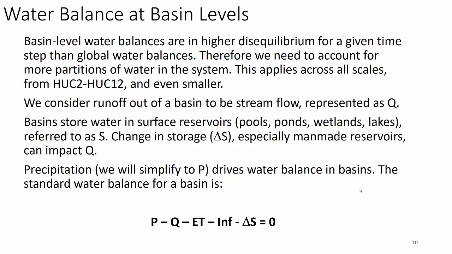Precipitation, which we've been calling PT, we'll just simplify to P from now on, drives water balance in these basins. So the standard water balance for a basin equals precipitation minus stream flow out, which is also runoff, minus evapotranspiration, which is ET plus transpiration, minus infiltration into the soil, minus change of storage equals 0. It all balances.